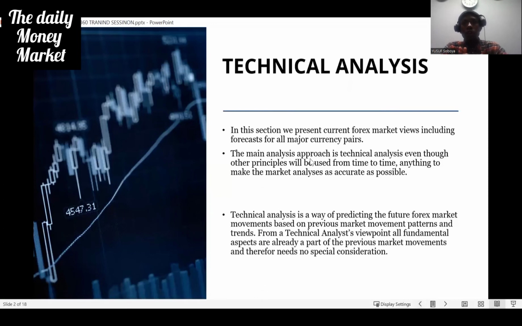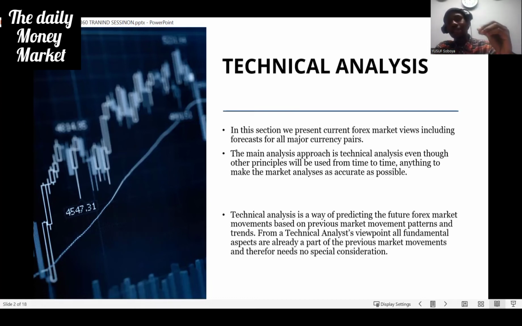All right. So just a brief word regarding technical analysis before we get into the chart itself. In this section, we are presenting the current forex market view, including the forecast of all major currencies. That's what we're going to check on a chart. The main analysis approach is technical analysis, even though other principles will be used from time to time to make the market analysis as accurate as possible.